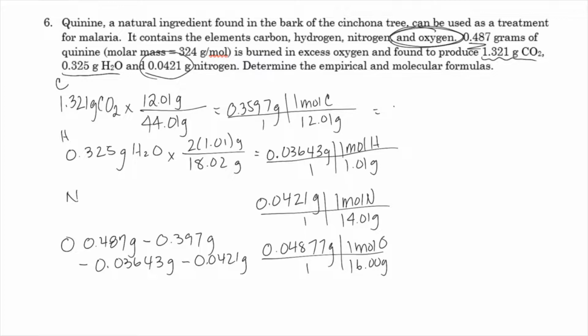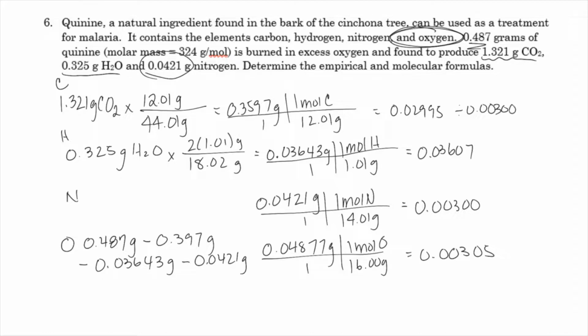And we get the following mole values: 0.02995, 0.03607, 0.00300, and 0.00305. So we've done the percent to mass, mass to moles. Now we divide by smallest. And the smallest is 0.003. So I divide everything by that so that I can convert this to a mole ratio. And the values I get are 10, 12, 1, and 1.